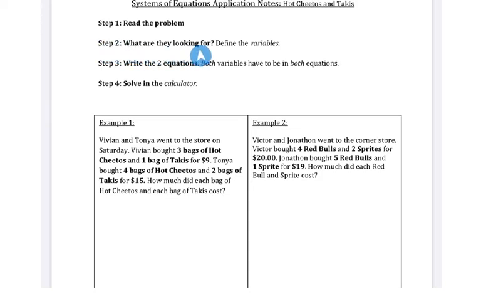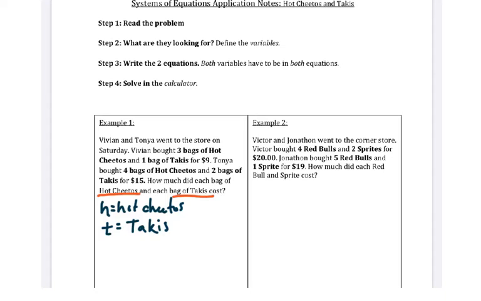Step 2, what are they looking for? Define the variables. So if we go to the question, it says how much did each bag of hot Cheetos and each bag of Takis cost? So I'm going to use the letter H to represent hot Cheetos, and the letter T to represent Takis. So that's what it means by define your variables.